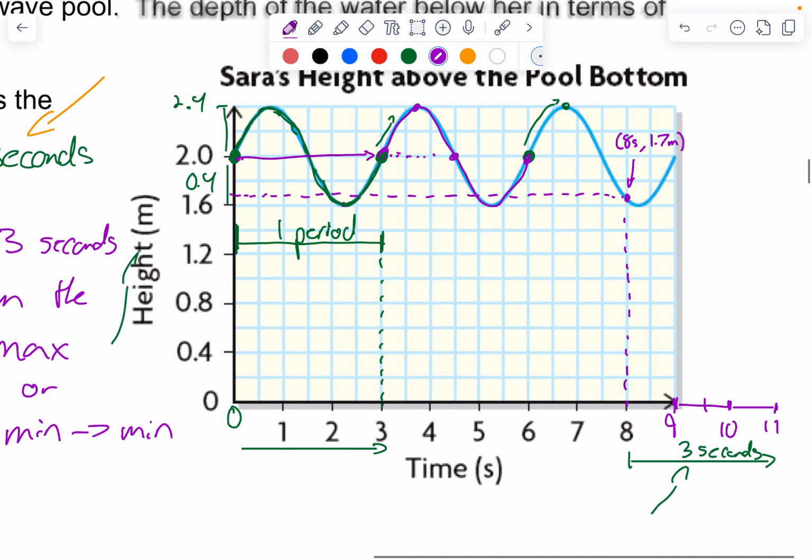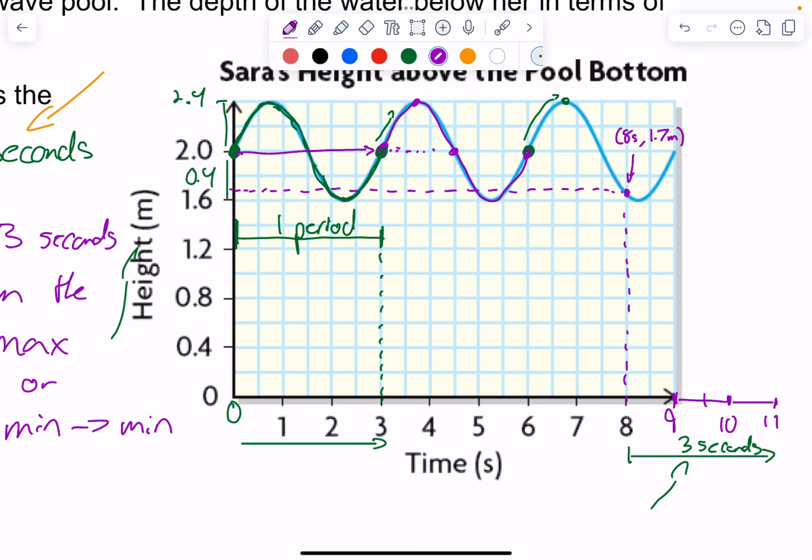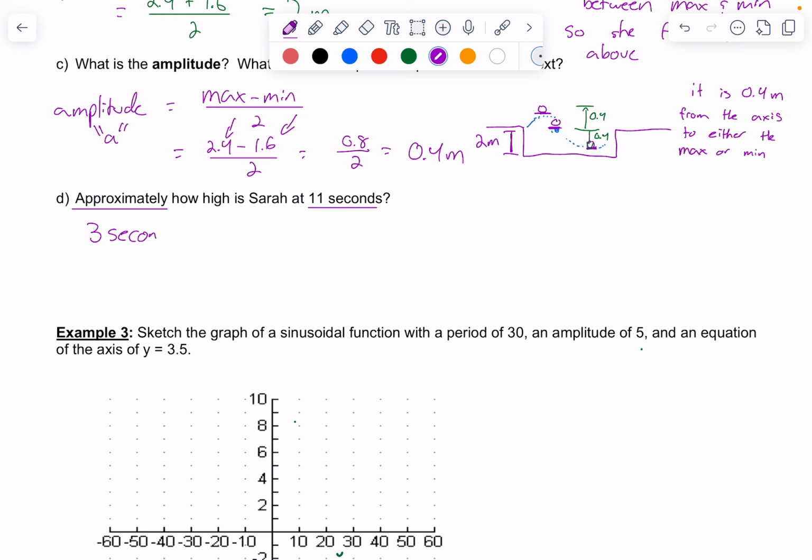So if a period represents when you get right back to wherever you're starting from, you're getting back to the exact same point, that means at 11 seconds, you're 1 full period away from 8 seconds, so you will be at 1.7 meters. So you are 3 seconds, or 1 period, from 8 seconds.